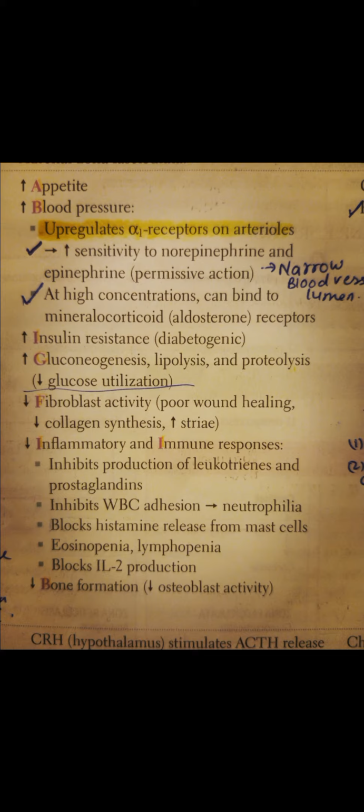Another thing which is increased is insulin resistance. So it's important for you to remember that cortisol is a diabetogenic hormone. It is going to cause hyperglycemia, right? How is it going to cause hyperglycemia? By increasing the resistance to insulin.